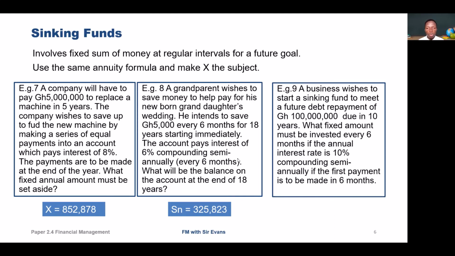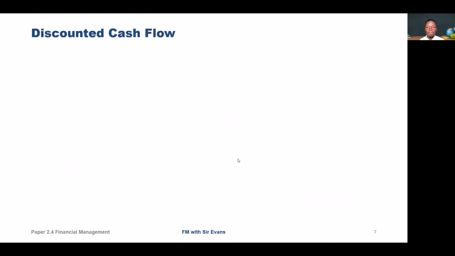Our 10% needs to be converted into a semi-annual rate, so 10% divided by 2. Our n, which is the 10 years, also needs to be converted into semi-annual periods, so 10 times 2. And that will give us 3,024,803.